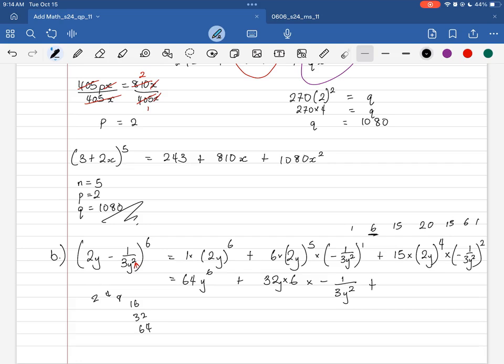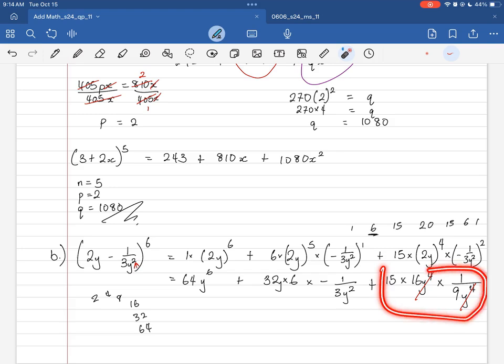So you have 15 times 2 to the power 4, which is 16. So 16y to the power 4 times, so I'm squaring this, right? So my minus is going to disappear and I'm going to have 1 over 3 squared, which is 9. So 9 times (y squared) squared. Y squared squared is y to the power 4. Now we see here that this y to the power 4 is going to cancel this y to the power 4. So in this term, there is no y value at all. So that's the term we're looking for.